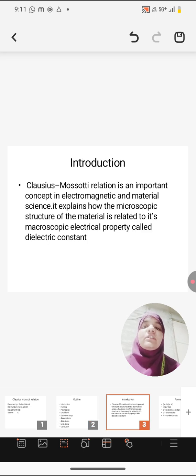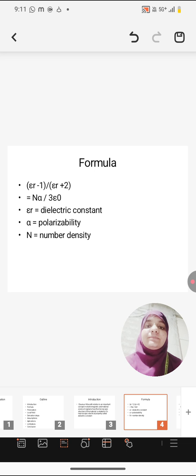First, what is the introduction? What is Clausius-Mossotti relation? Here, Clausius-Mossotti relation is an important concept in electromagnetics and material science. It explains how the microscopic structure of the material is related to its macroscopic electrical property called dielectric constant.